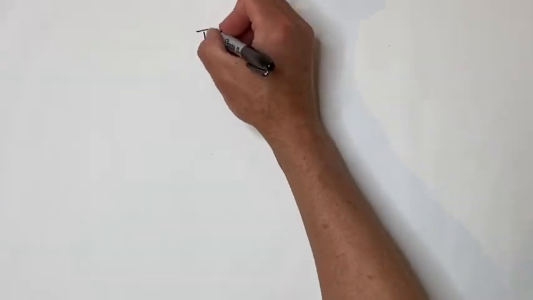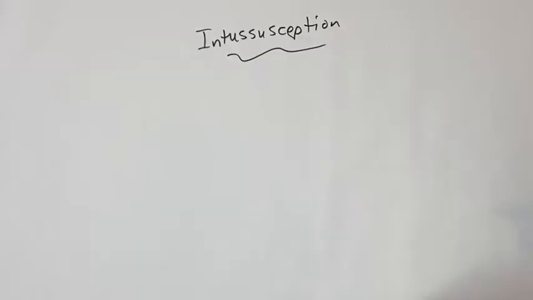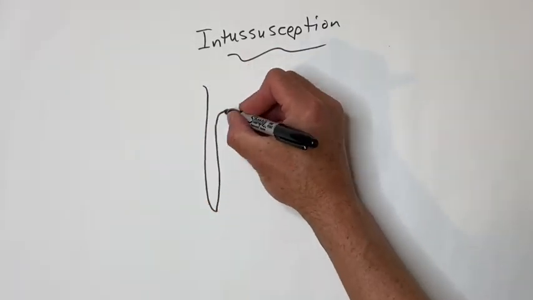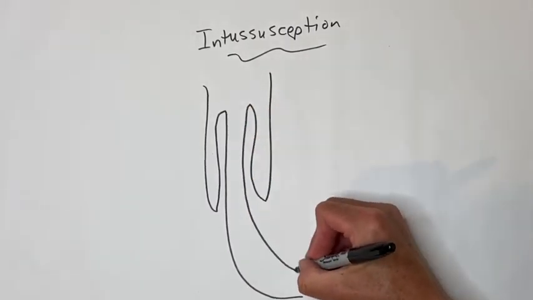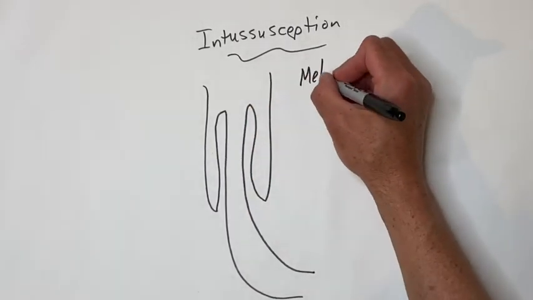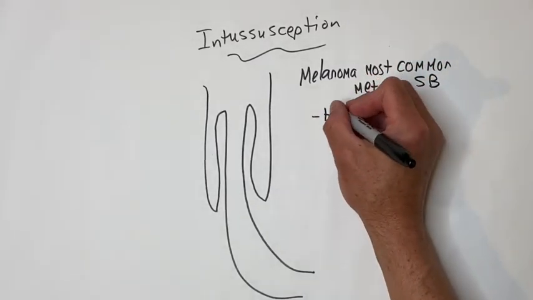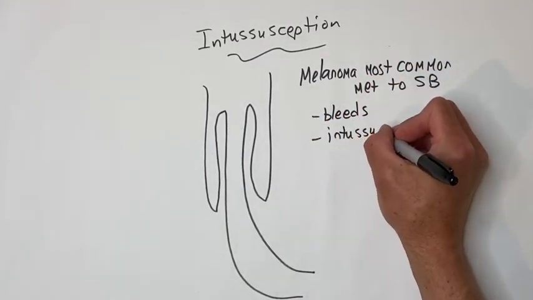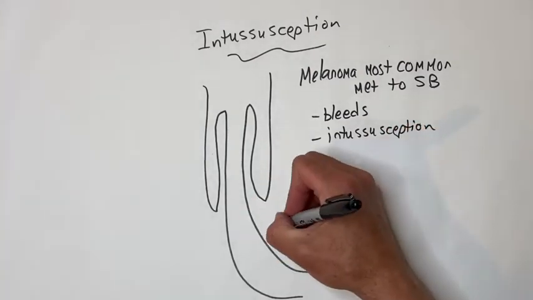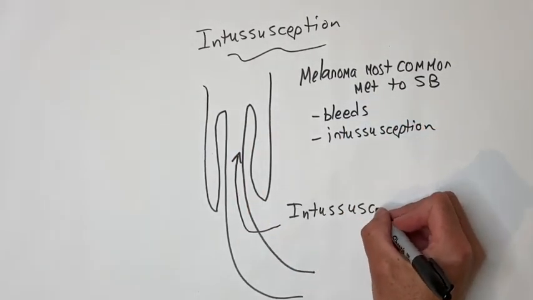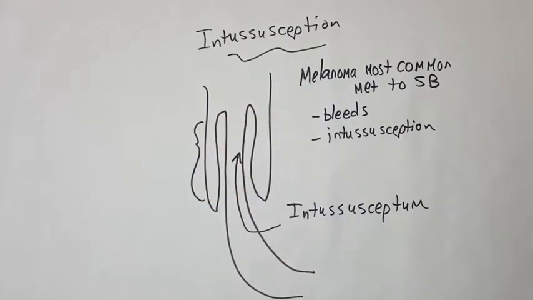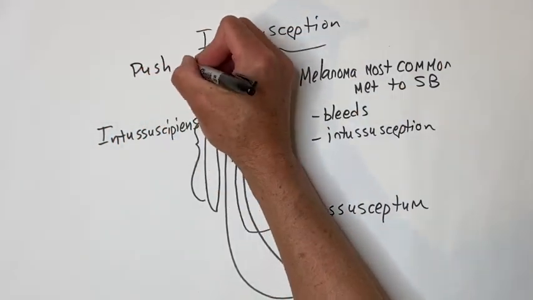The most common metastatic disease to the small bowel is melanoma. These are classically associated with GI bleeds and intussusception lead points. Resect the small bowel intussusception in adults since it usually has a lead point, so it's either malignant or will recur. The intussusceptum goes into the intussuscipiens. Don't pull it to reduce, push it from the intussusception's end.